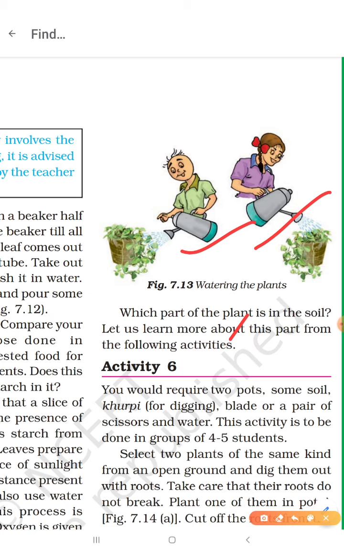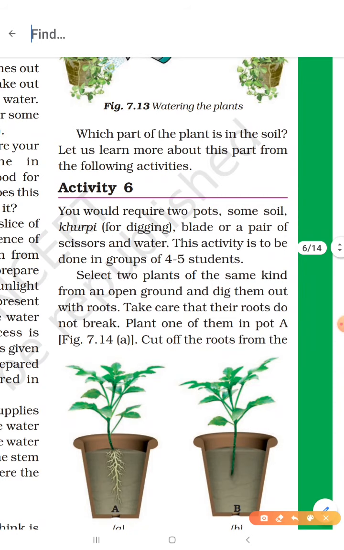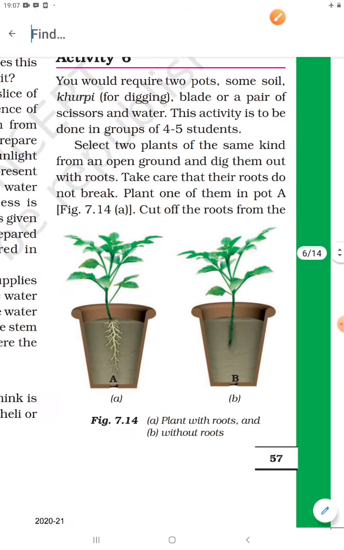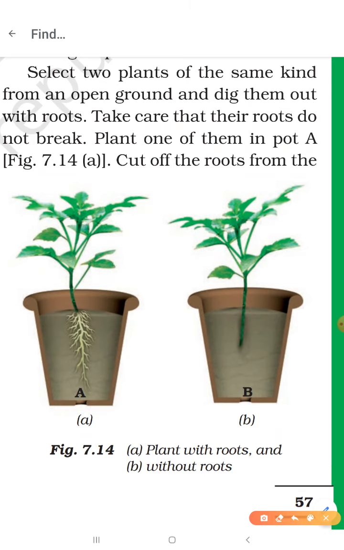Okay, so we will learn these things from this important activity, which is activity number 6 in your NCERT book. You can see here, dear students. For this activity, you would require two pots and some soil. Select two plants of the same kind from an open ground and dig them out with roots. Take care that their roots do not break.